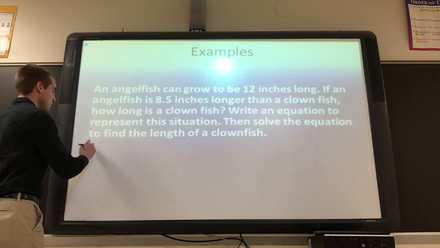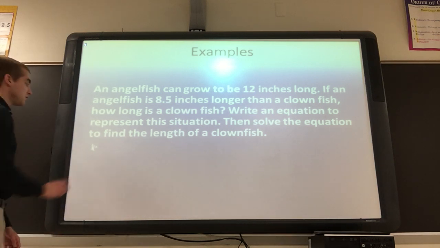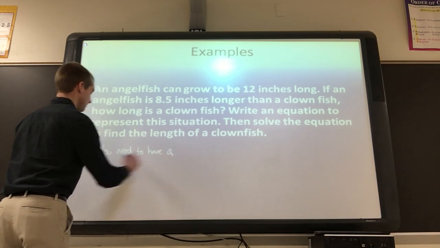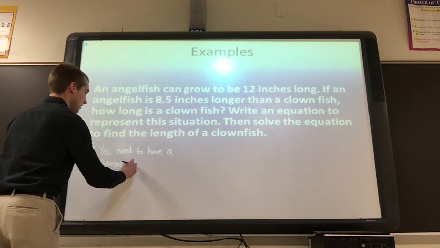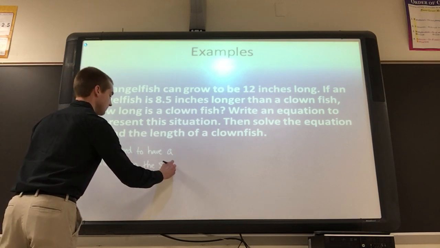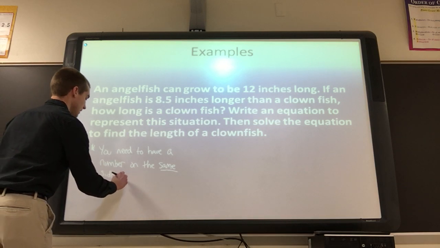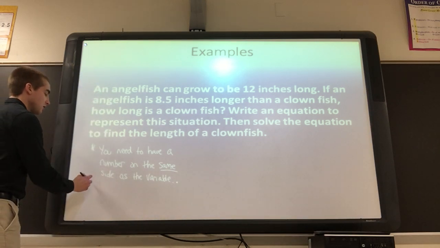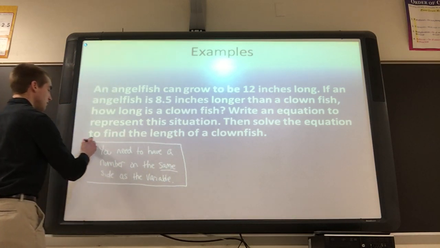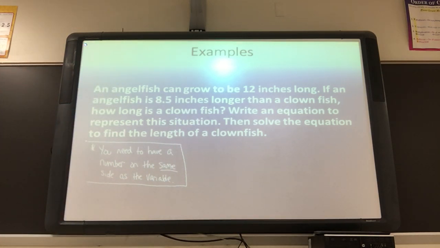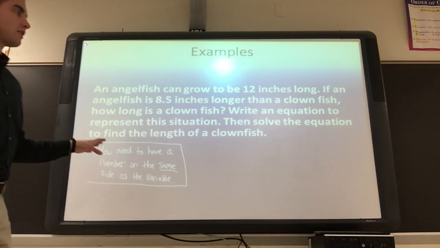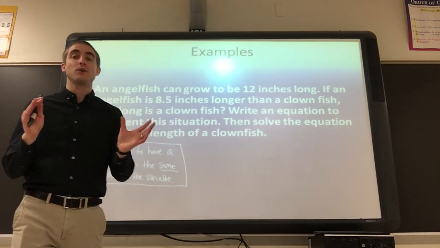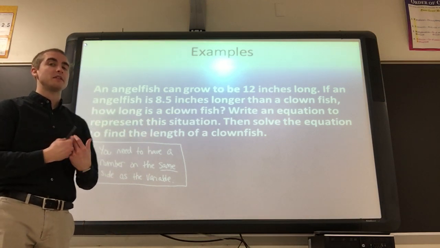First thing, whenever we write an equation, one thing I want you to write is, say this: you need to have a number on the same side as the variable. So whenever a question says write and solve the equation, we need to make sure we write a number on the same side of the equal sign as the variable. If I didn't do that, then I wouldn't be able to show the teacher, whoever's grading it, that I know how to solve the equation as well. Okay, so make sure there is a number on the same side as the variable.